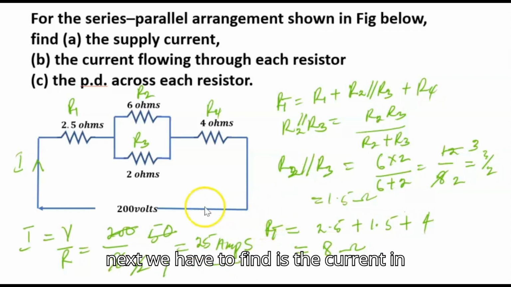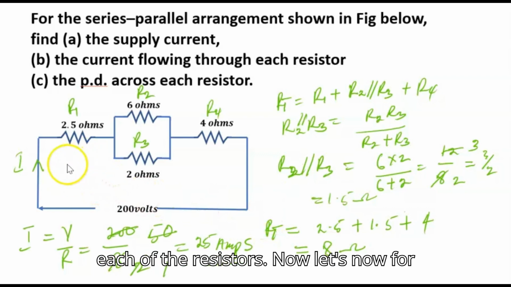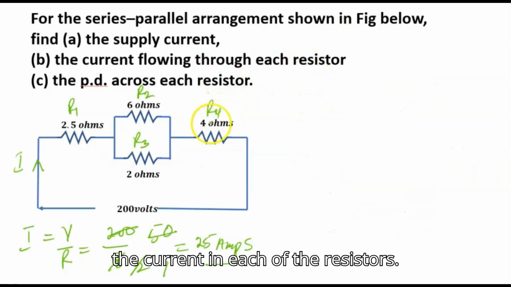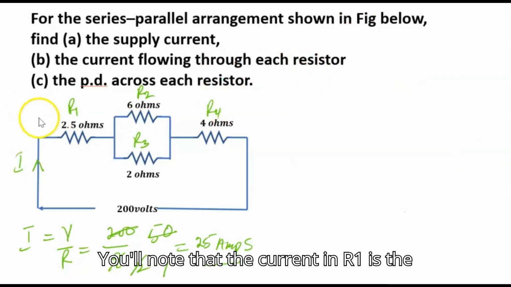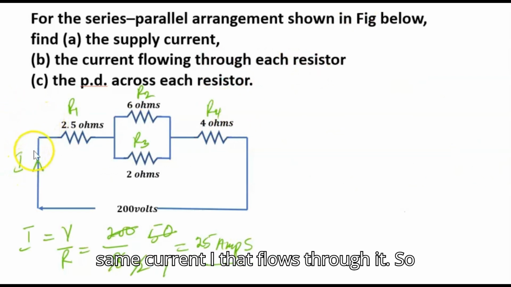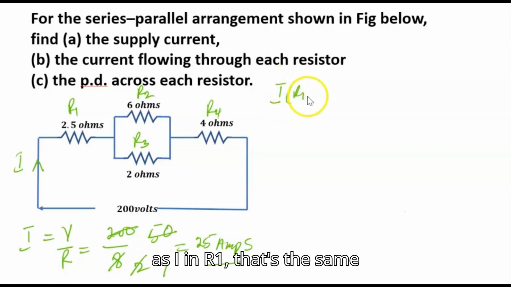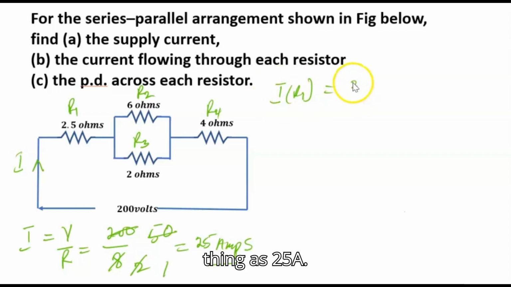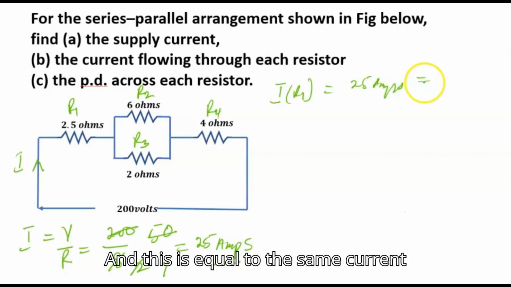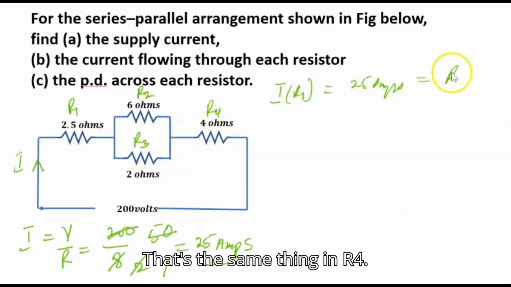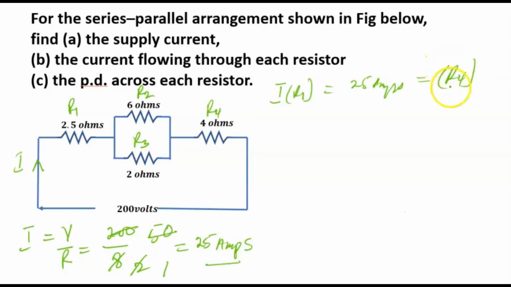Now the next thing we have to find is the current in each of the resistances. For the current in each of the resistances, you note that the current in R1 is the same current I that flows through it. So the current in resistance R1, let's denote it as I in R1, is the same thing as 25 amps. And this is equal to the same current that flows through resistance R4. Now that's the same thing in R4.